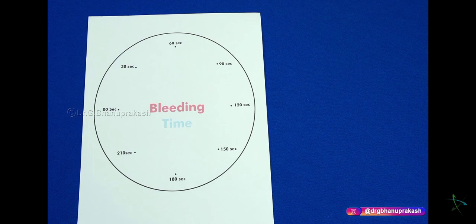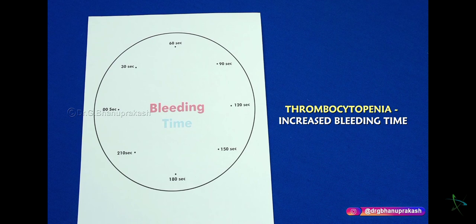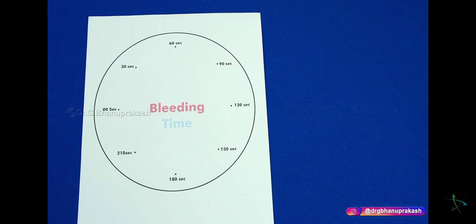Why do we do the bleeding time? We use bleeding time to assess the platelets. For example, if the platelets are low, it means thrombocytopenia. In that case, the bleeding will continue, and that will lead to increased bleeding time. If the platelets are in a normal value in your blood, what will happen? The platelets will form a platelet plug, that leads to stoppage of the bleeding or hemostasis. So bleeding time is mainly used for the proper assessment of the platelets.